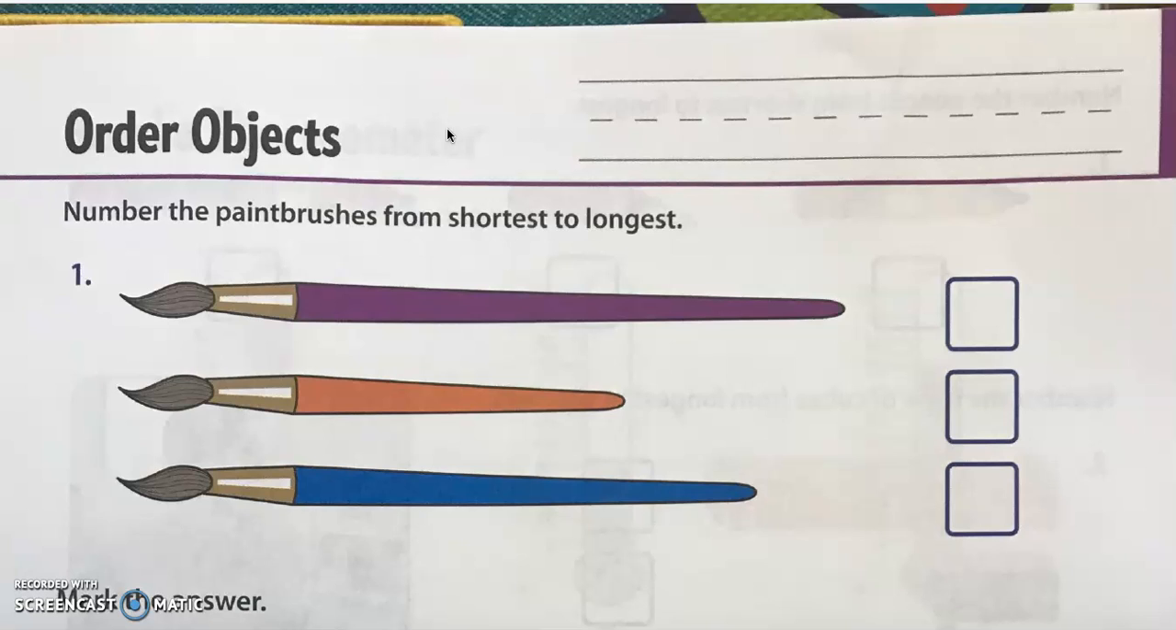So this chapter was all about measurement, right? And so there are many ways to measure objects. Sometimes we use paper clips, a ruler, or pencils, or cubes. It is good to learn how to use different units. And so today we are going to try to order objects. So maybe the question will ask you to number the objects from shortest to longest.